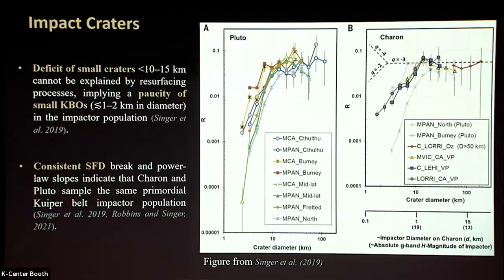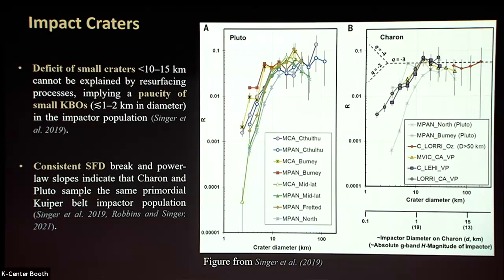And finally, impact craters, which we've heard a lot about this morning. There seem to be too few small craters, and that has mostly been attributed in the past to just a paucity of smaller KBOs. It's really interesting to think about Charon, given what Kelsey presented earlier about Charon potentially being only 2 billion years old, and maybe we are losing a small number of them to resurfacing. So that's a very interesting new result.